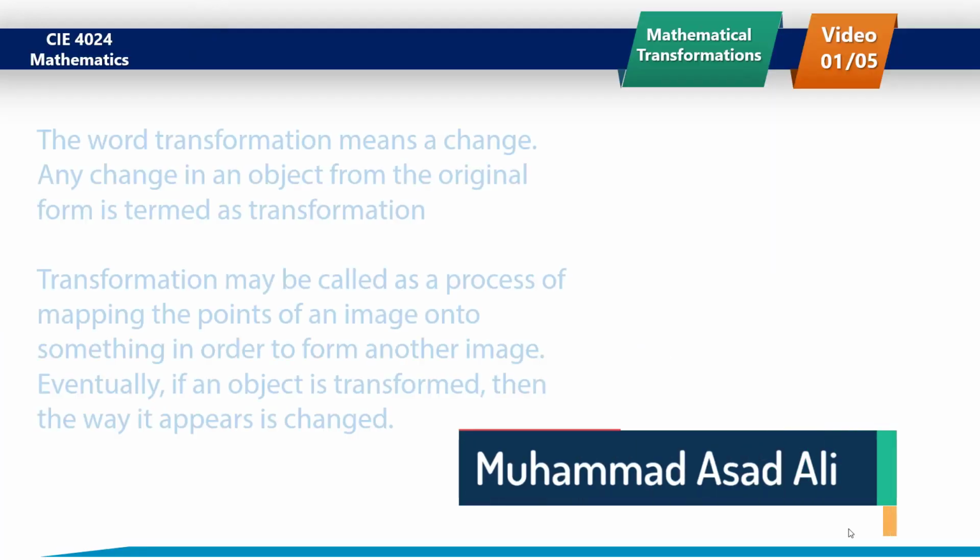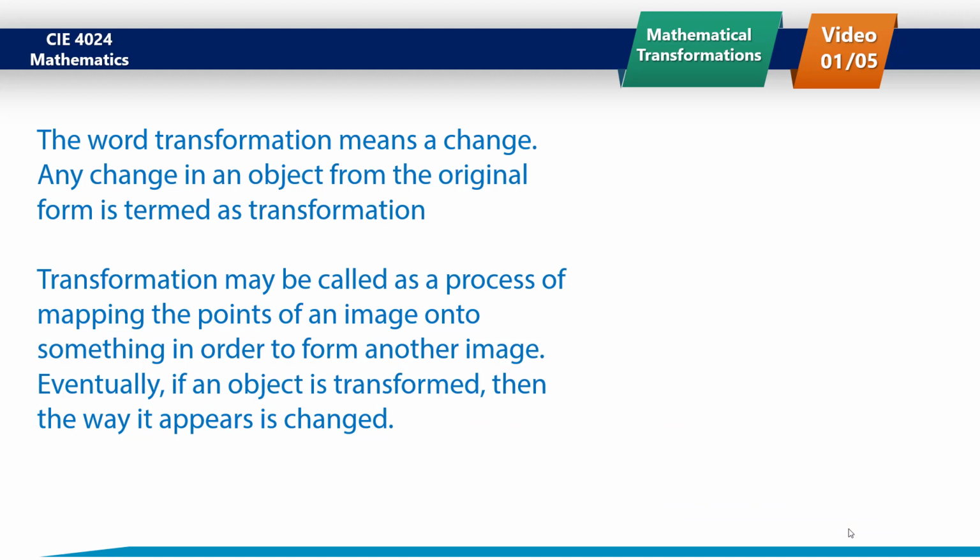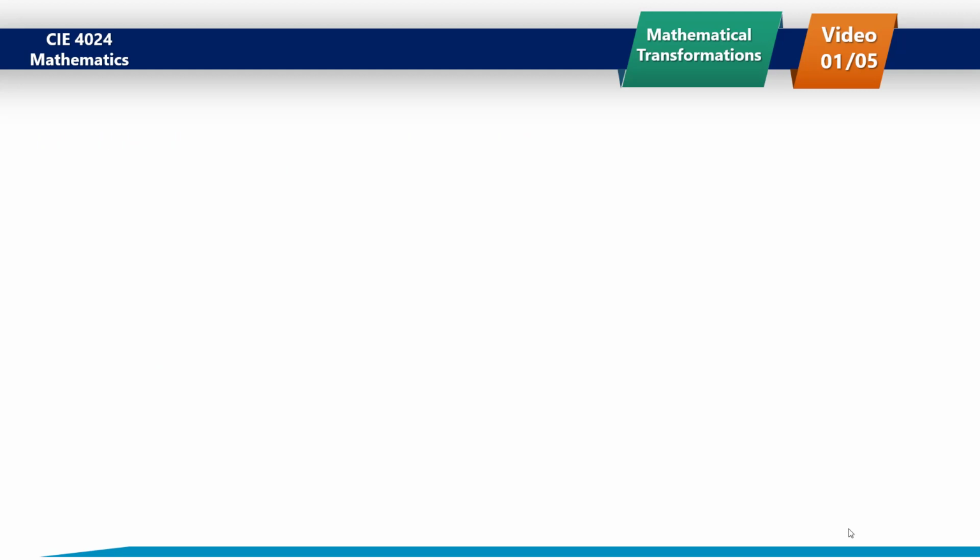So transformation is the word which means a change. Any change in an object from the original form is termed as transformation. Transformation may be called a process of mapping the points of an image onto something in order to form another image. Eventually, if an object is transformed, then the way it appears is changed. Basically, there are 6 main types of transformations, but we will discuss only 4 here.